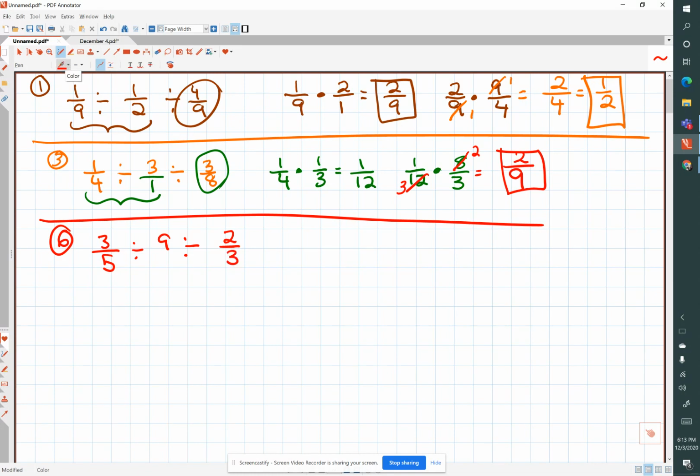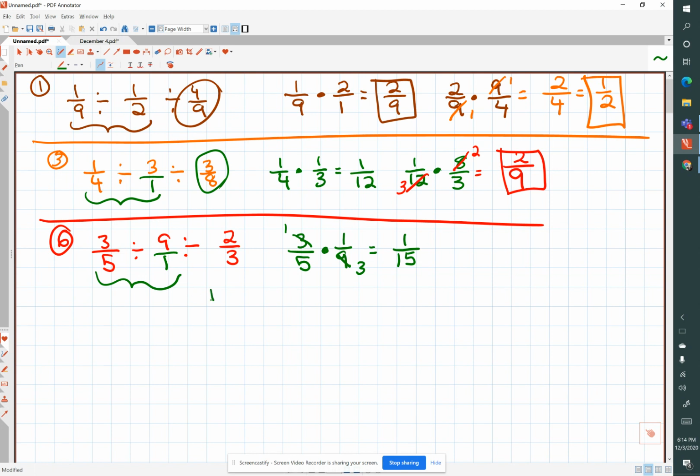Now I'm going to take that 9 and put a denominator of 1. I'm going to do 3/5 divided by 9, so I multiply by 1/9, okay? So simplify, 3 divided by 3 is 1, 9 divided by 3 is 3. Multiplying across, I have 1/15.